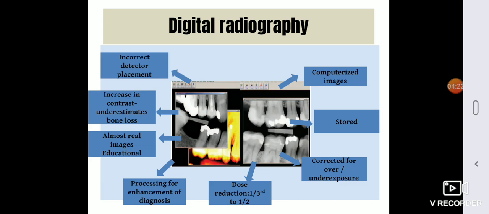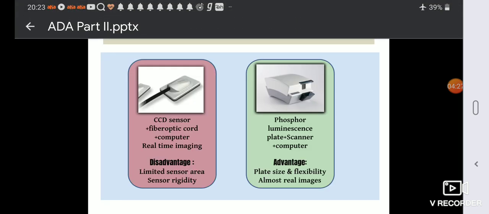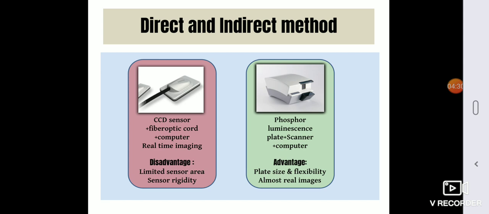Now, with digital radiography, two systems are available. One is the direct method and the other is the indirect method. The direct method uses a charge coupled device sensor which is linked with a fiber optic wire to the computer system. This method obtains real-time imaging which offers both the clinician and patient an improved visualization of the periodontium. And this image can be manipulated and it can even be compared with the previous stored image.